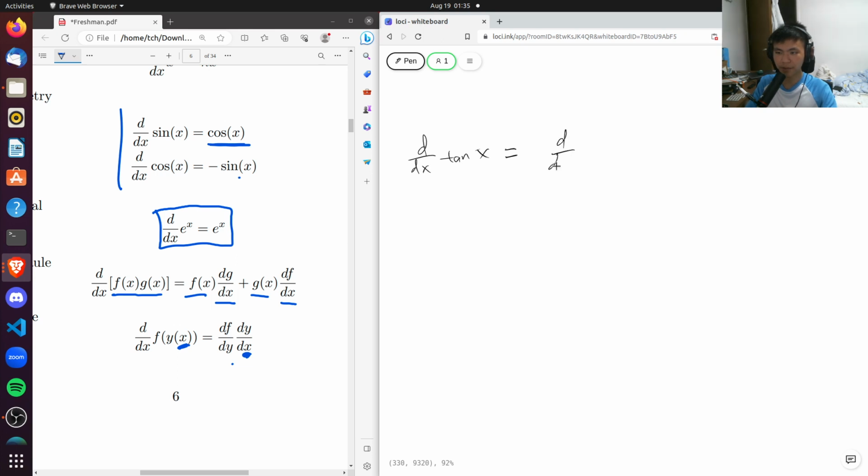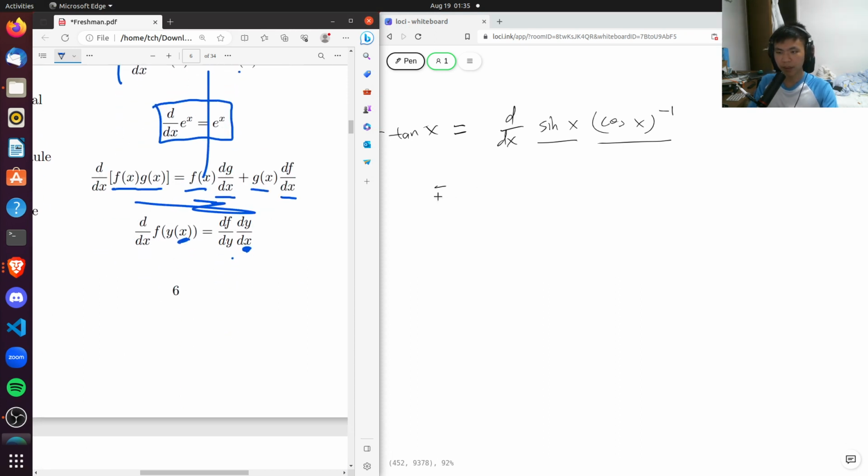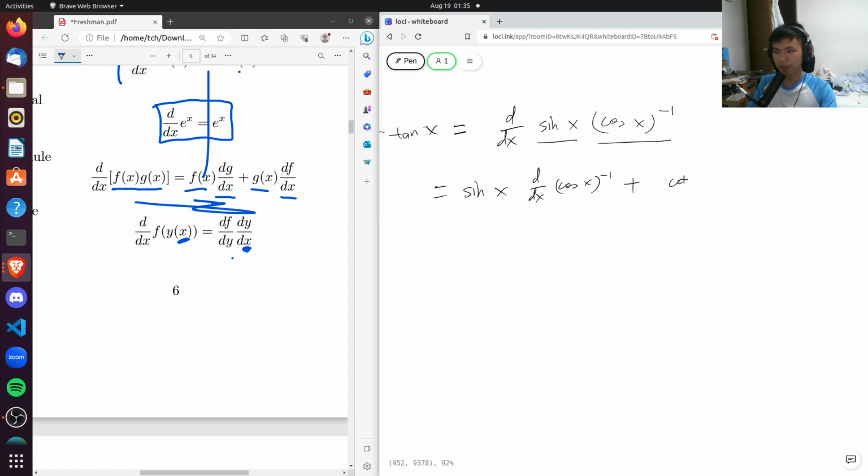So the derivative of tangent is the derivative of sine over cosine, right? Sine of x, but instead of writing over cosine, I'm going to write cosine x to the minus 1, right? Then basically we apply the product rule. The first layer is the product rule, so that will give me cosine of x, derivative of sine, wait, that will give me sine of x times the derivative of cosine x to the minus 1, plus cosine of x to the minus 1, which is just 1 over cosine, and then the derivative of sine, which is cosine.